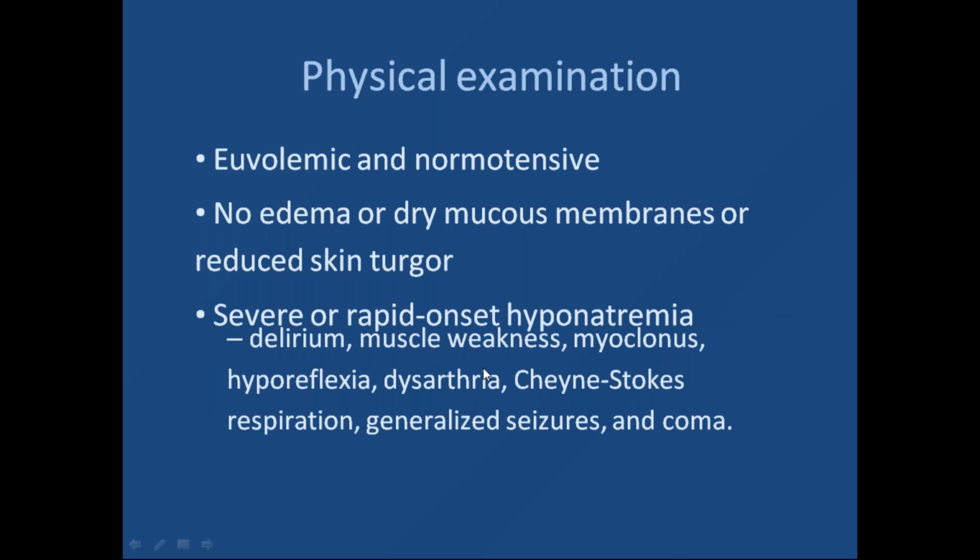Coming to the physical examination, the patient should be, as we have discussed, euvolemic and normotensive. The BP should be normal, and there should be no edema or any dehydration like dry mucous membranes or reduced skin turgor. So these should be absent. And if there is severe or rapid onset hyponatremia, we can have delirium, muscle weakness, myoclonus, hyporeflexia. So these are all the signs we examine for. Dysarthria, Cheyne-Stokes respiration, seizures, and coma.